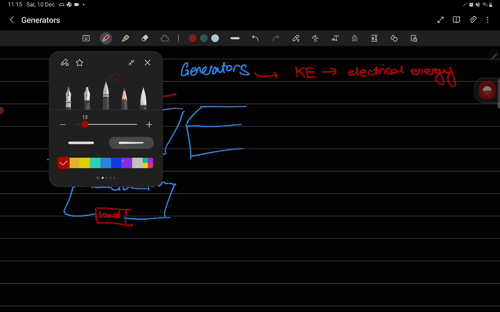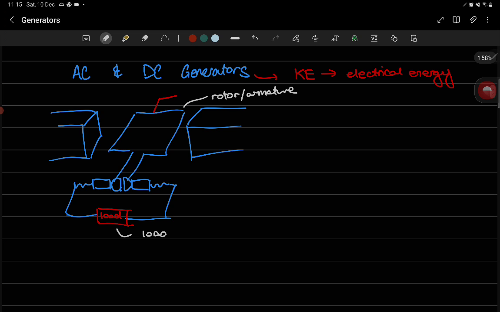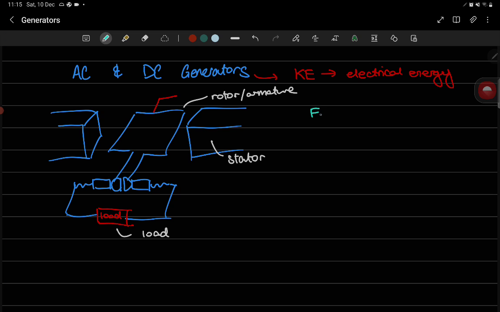Okay, so let me name a couple of these things. So this is a rotor / armature. This is the resistance, or the load. This is the stator, no different. Now, how does this electricity actually get generated? Well, it's actually via something called Faraday-Lenz's law.